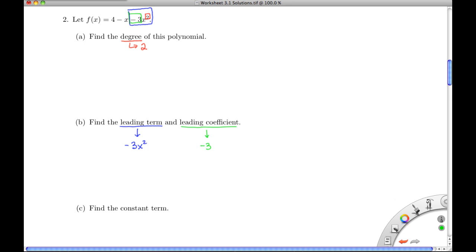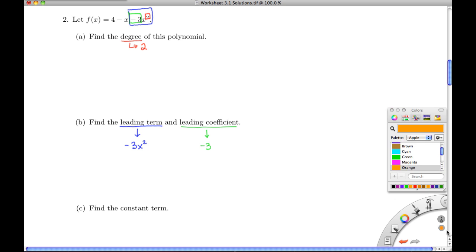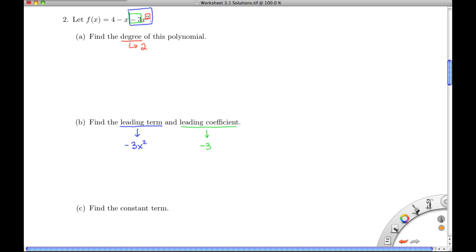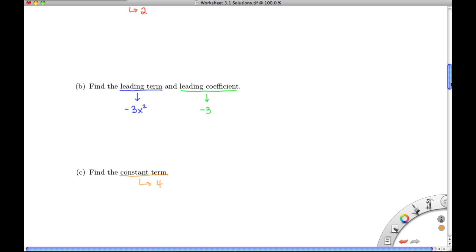Okay, and the constant term, if we go up looking for that, we would see that the constant term in this case is going to be the positive 4. Again, it's sort of misplaced in terms of where we might be looking for it, but that's going to be positive 4. So again, that would be our y-intercept. That's where it's going to hit the y-axis.